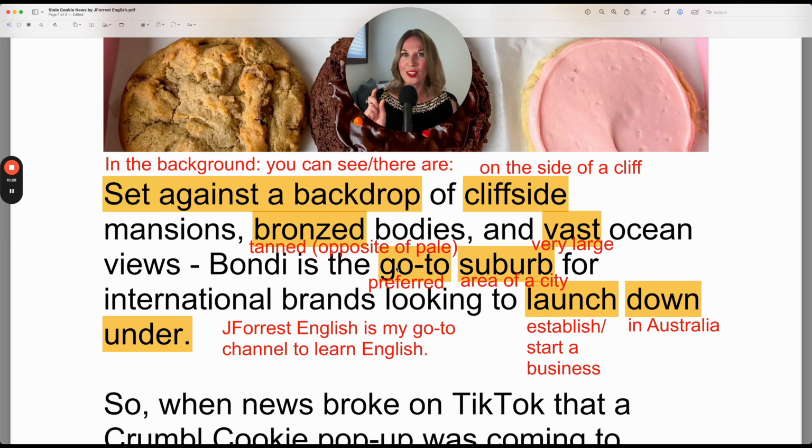Here, do you know the adjective go-to? Native speakers love using this adjective. I recommend you use it as well. Bondi is the go-to suburb. It just means the preferred suburb. So hopefully you're thinking right now, JForrest English is my go-to channel to learn English. It's the one you prefer. You can think of it as it's the one I go to. It's the one I go to learn English.